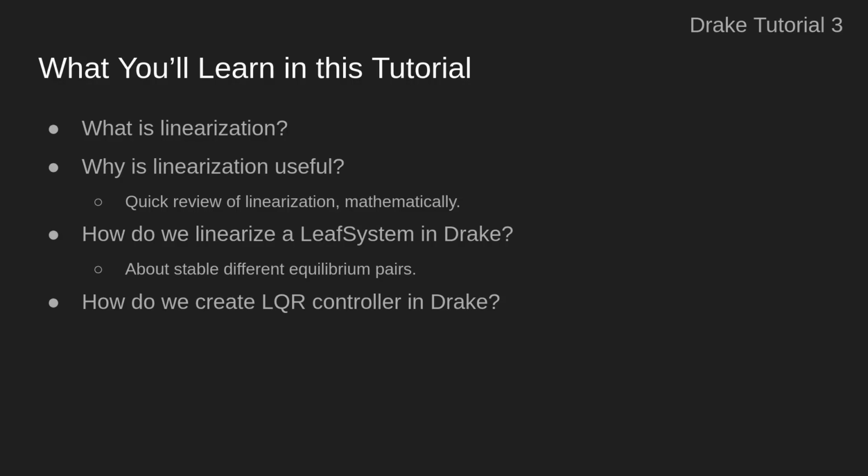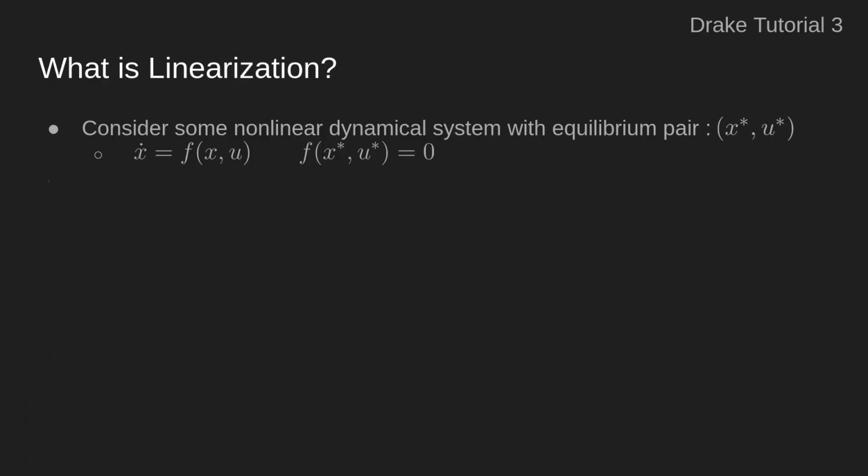Let's get into it. First, what is linearization? Consider some nonlinear dynamical system with the equilibrium pair x star, u star. What we mean by an equilibrium pair is that if the system state is at x star, the state will remain at x star when the input u star is applied. This could be a pendulum at rest in the down position with no input torque applied.